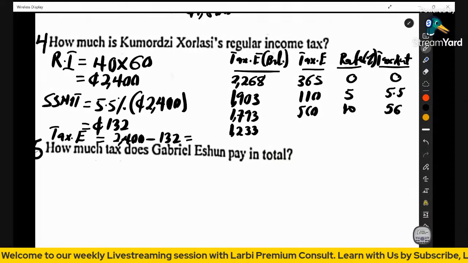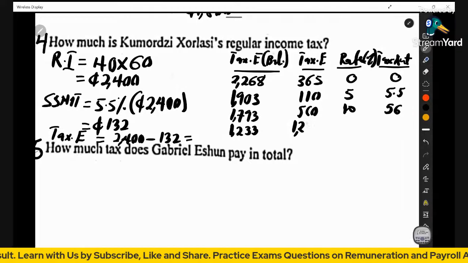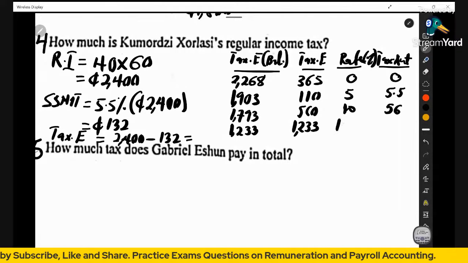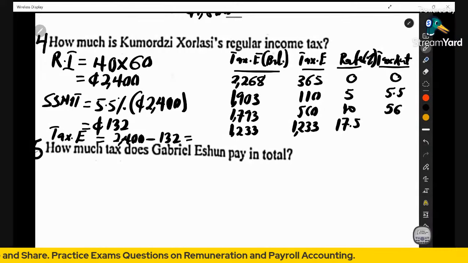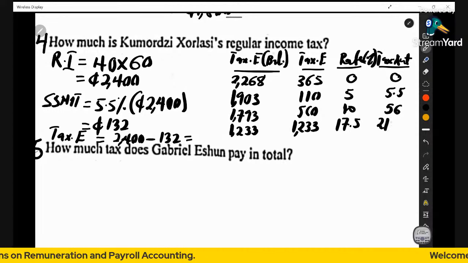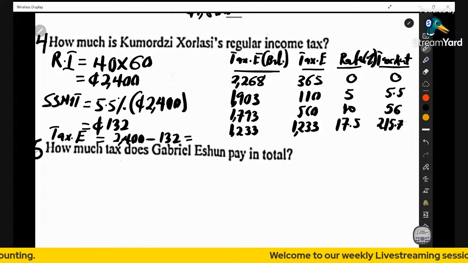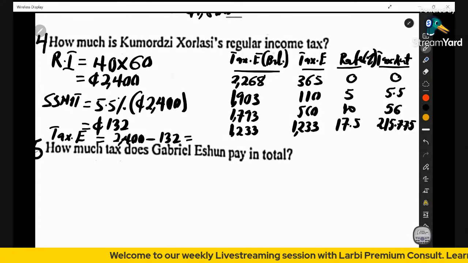So let's get it right. In this case, our taxable earning will be equal to our taxable balance. So that should be 1,233, and that will go for a rate of 17.5%. When you calculate that, you should be able to get 215.775.